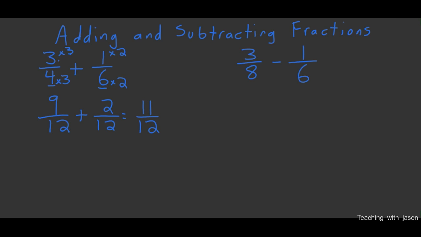So I end up going 8 divided by 2 is 4. So instead of multiplying this one by 8, multiply by 4. And 6 divided by 2 gives me 3. Alright, so we end up with 3 times 3 is 9 24ths. And I'm going to subtract 4 24ths. 9 minus 4 gives us 5 24ths.